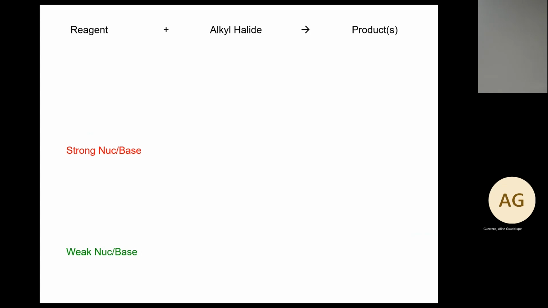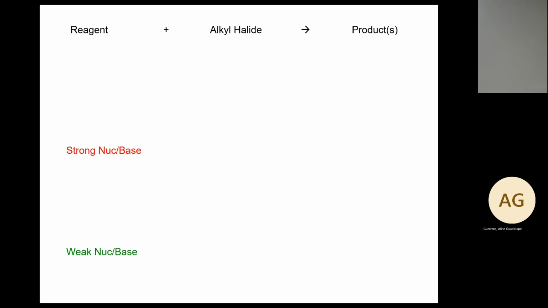But the point is it's always an alkyl halide. That's the substrate, right? We are reacting with the alkyl halide and some reagent. That reagent could be seen as a base, or it could be seen as a nucleophile, right? Depending on what label we put on it, it could be a different reaction. If it's a nucleophile, then we're going to get the substitution reactions. If it's a base, then we're going to get the elimination reactions.